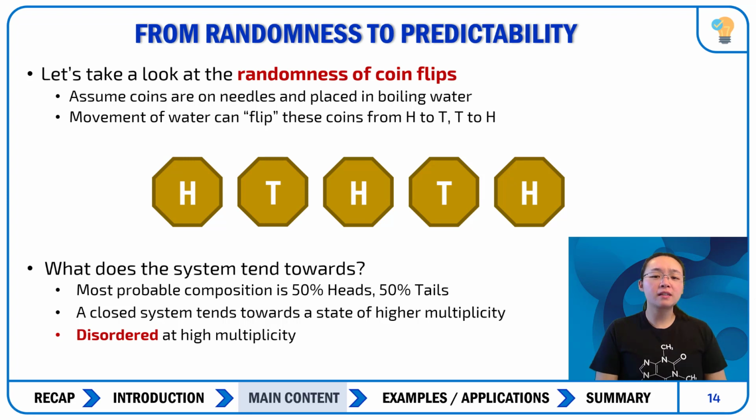And what does this tell us? It tells us that closed systems are going to lean towards a state of higher disorder. So when you put all these coins into boiling water, the assumption is that it'll have a higher chance of half of them being heads and half of them being tails.